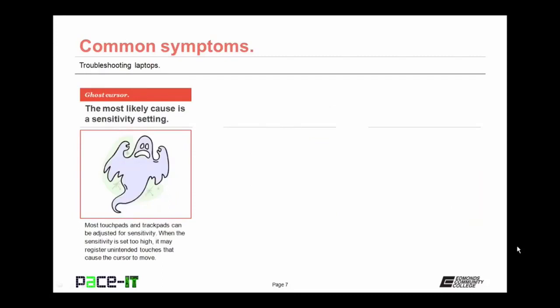Sometimes you'll receive a complaint of a ghost cursor. The most likely cause there is the sensitivity settings on your laptop. They're set too high on the touchpad and/or on the pointing stick. And what happens is if you inadvertently touch the touchpad or the pointing stick, the cursor hops around. Just turn down the sensitivity settings and that'll resolve this most of the time.